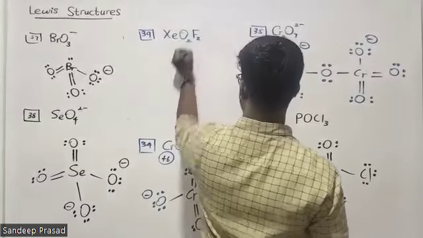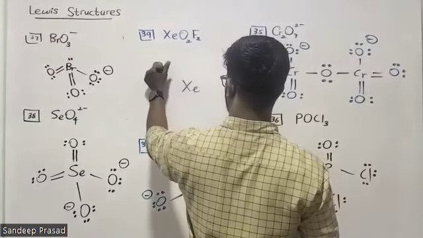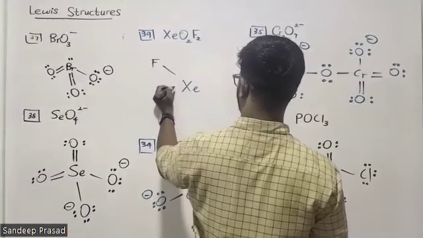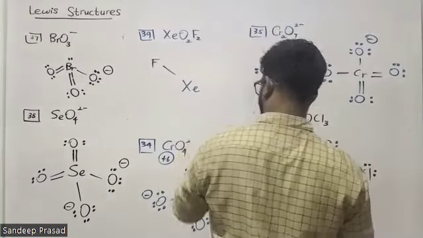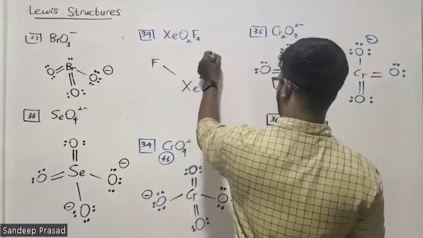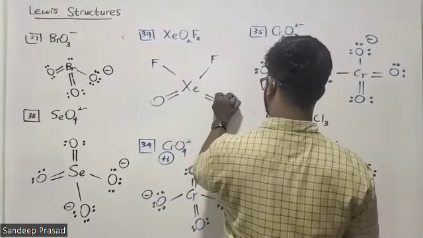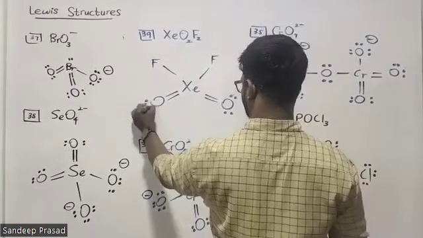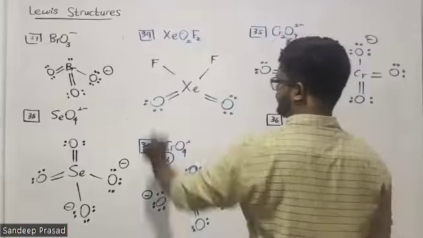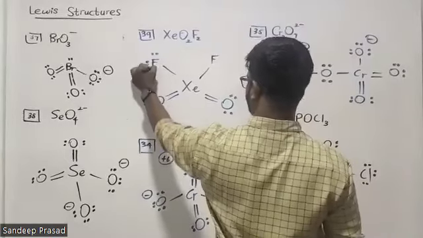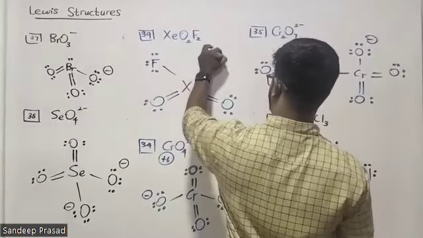XeO2F2. Xenon is the central atom. Fluorine is connected to xenon through a single bond. Oxygen is connected in this way, with a double bond. Let's try to make the molecule neutral. And on fluorine, there should be 3 lone pairs to neutralize the atom.